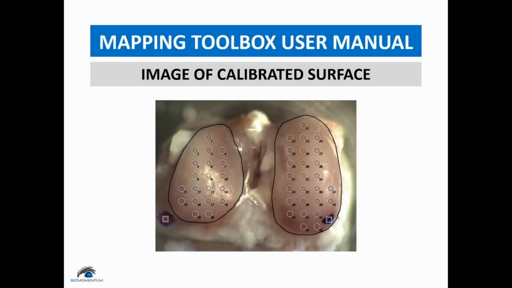Here is an example of a rat cartilage with calibrated image of the sample surface with boundaries, positions, and references defined.